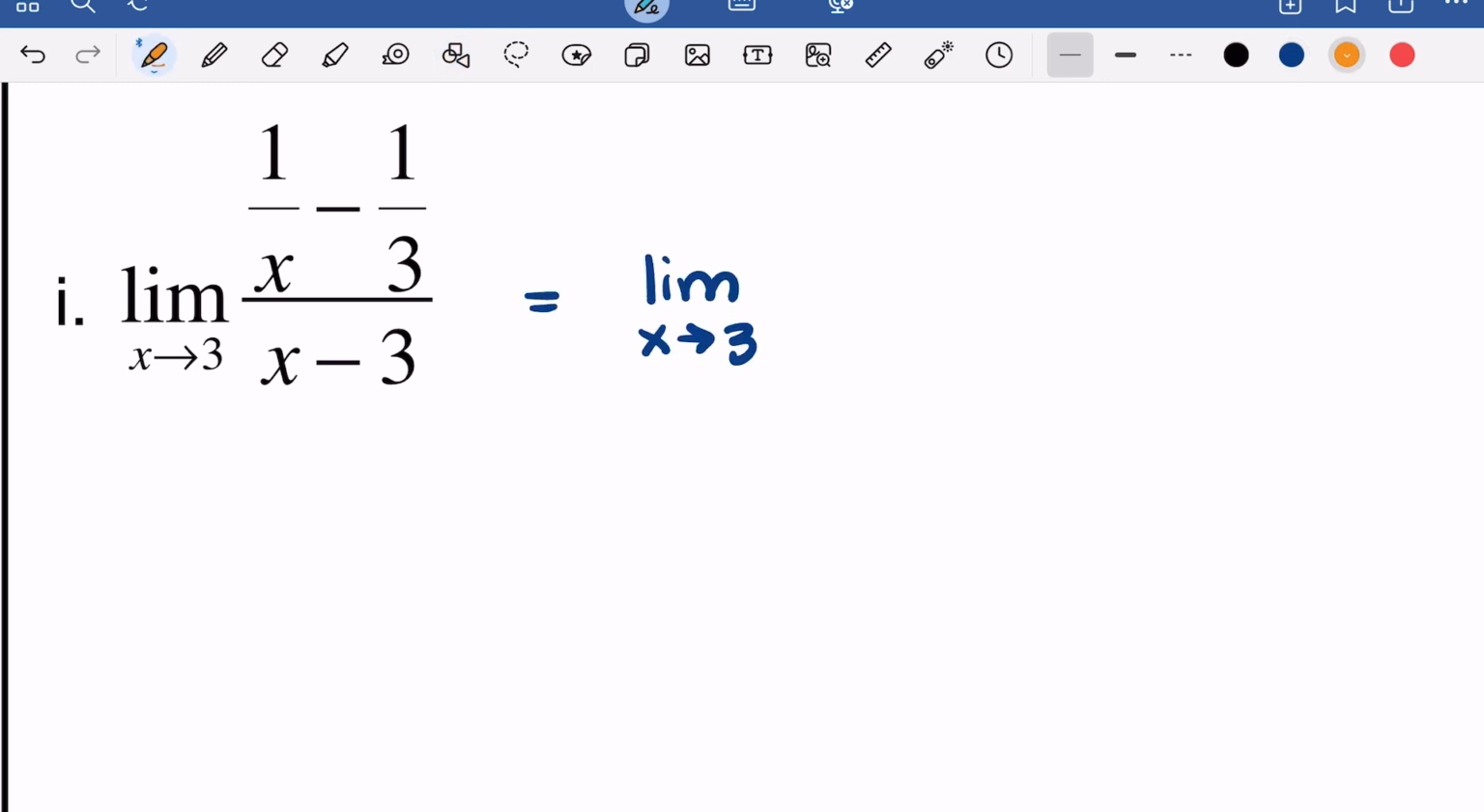To combine the numerators, I need to make a common denominator, so I'm going to multiply the left fraction by 3 over 3 and the right fraction by x over x, which gives me a numerator of 3 minus x over 3x. My denominator remains x minus 3. Looking a little bit closer, I'm going to go ahead and copy dot flip so that I can get rid of my complex fraction.